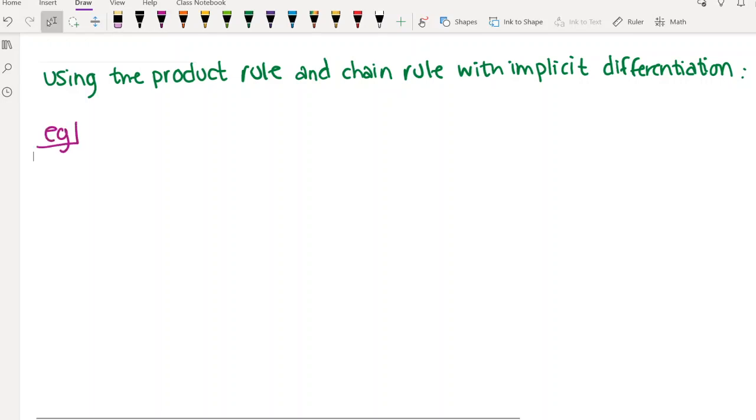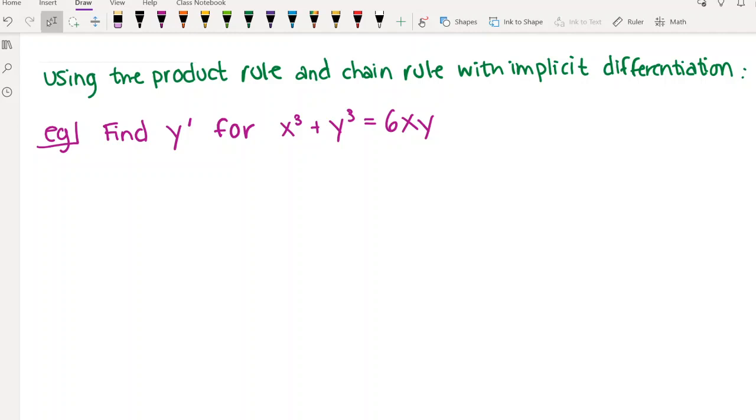So let's look at an example, and I think that will kind of make it clear what I mean by that. Okay, so let's say we wanted to find y prime or dy dx for the relation x cubed plus y cubed is equal to 6 times x times y. So what's different about this one is that now we have a product rule going on the right side. So we'll see what happens with that basically when we get there. So we take the derivative of both sides. So x cubed plus y cubed, and then we're taking the derivative of 6xy.